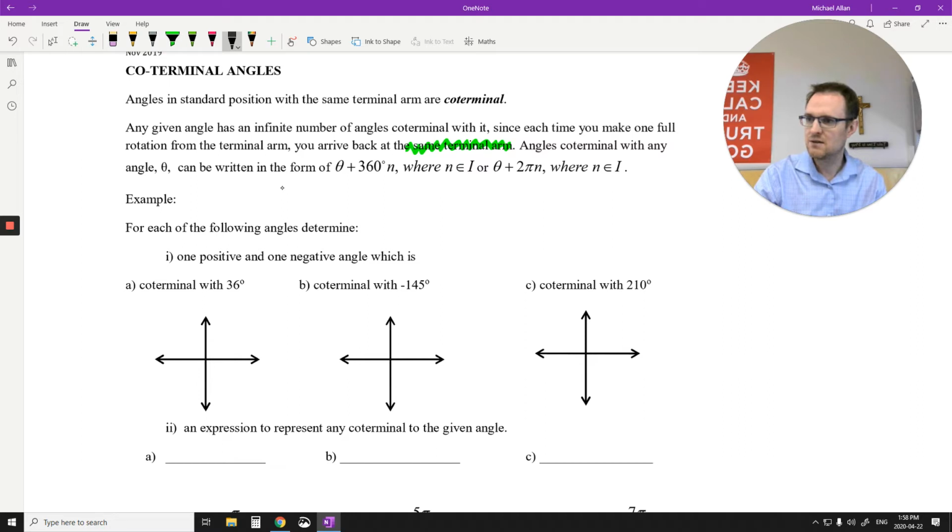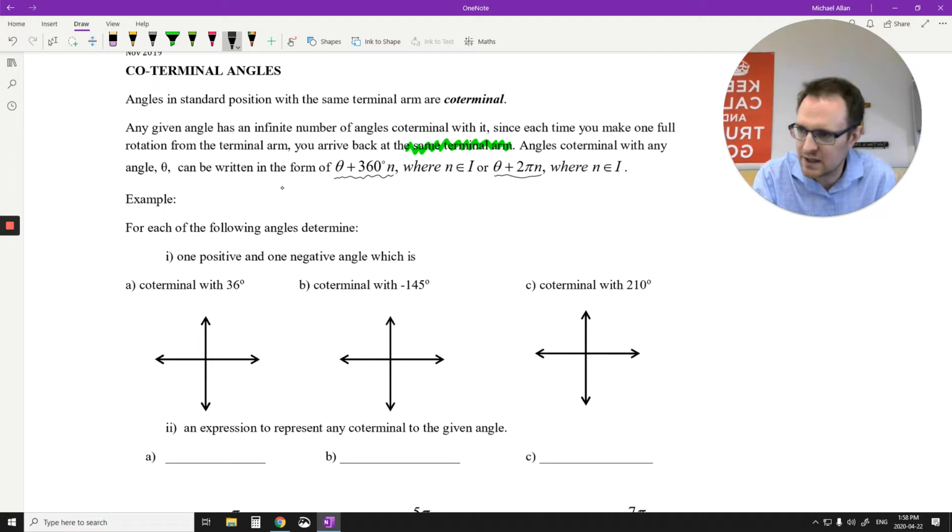So this right here and this right here, these are what we call general terms, where you're doing kind of strange little math here. You notice one's in degrees and one's in radians. That's fine, because 360 is the same as 2 pi.